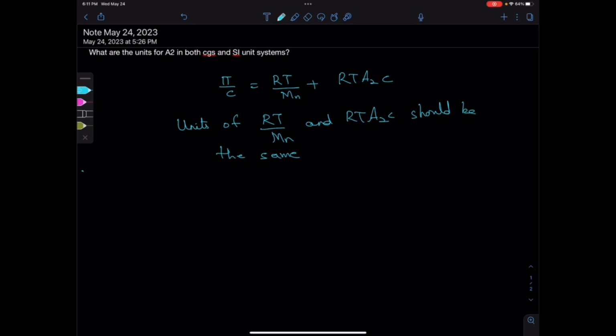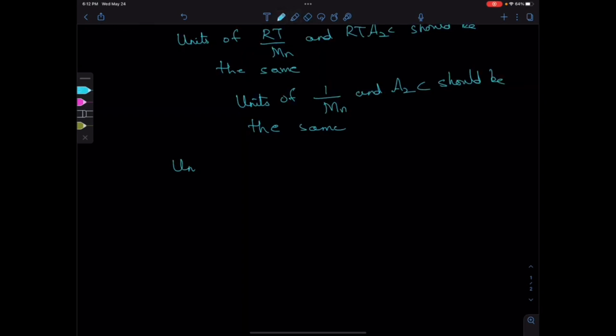Now, since units of RT over Mn and RT A2C should be the same, we can cancel RT on both sides. We can say units of 1 over Mn and A2C should be the same, which means units of A2 should be equal to that of 1 over MnC.